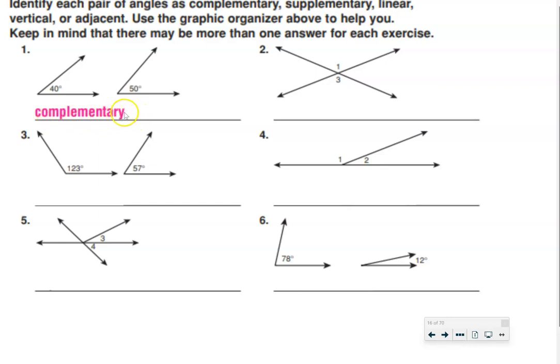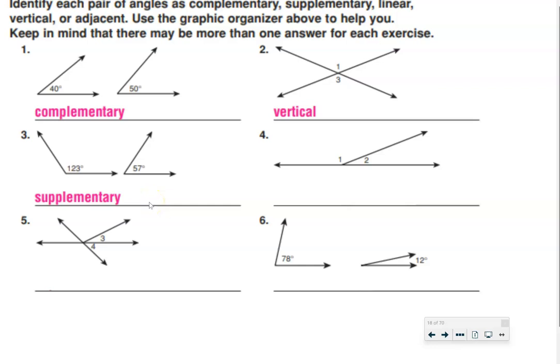Complementary. Okay, let's look at number two, talking about angle 1 and angle 3. They're right across from each other. So those are going to be vertical angles. Vertical angles. All right, number 3, we've got 57 and 123. If you add that up, that's going to equal 180. So you're going to have supplementary angles.